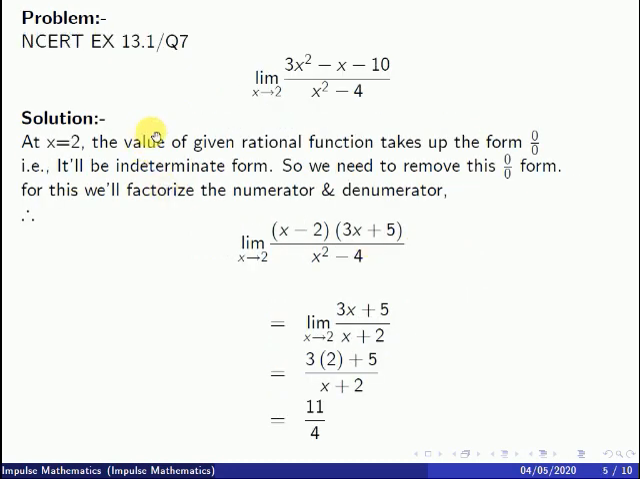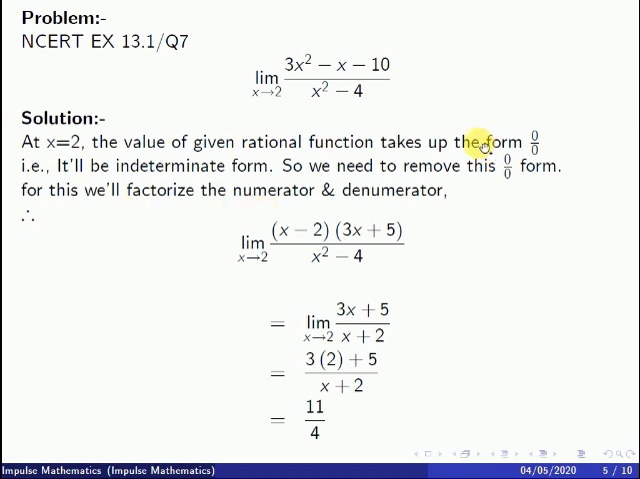Now I consider another problem, NCERT 13.1 question number 7. Here limit x tends to 2 of (3x square minus x minus 10) by (x square minus 4). If I put x equal to 2, the denominator will be 0. So in the solution, if x equals 2, the given rational function takes the form 0 by 0, which is an indeterminate form. So we need to remove this 0 by 0 form.